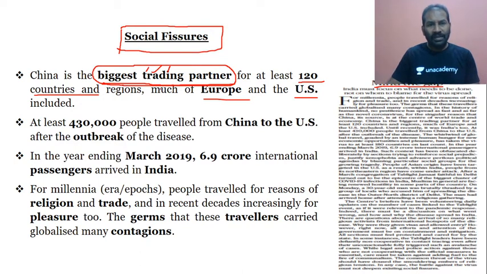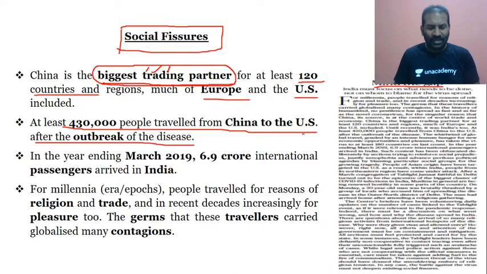So now I'm linking this trade, because China is the biggest trade partner, with the virus which has spread virulently. When China has so much trading with various countries, ranging from Southeast Asia to Africa, Europe and the US, after the outbreak of the disease at least 430,000 people traveled from China to the US. So please do understand this.